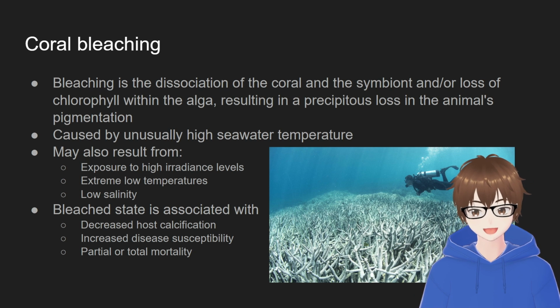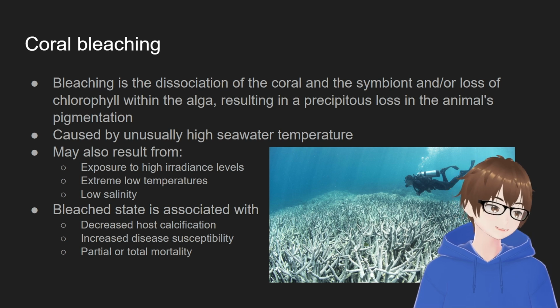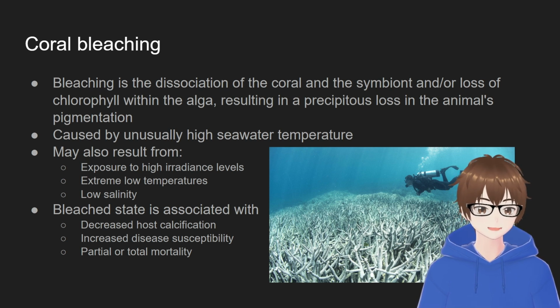This is caused by high seawater temperatures or climate change. Also, it can be because of ocean acidity and salinity and other stuff like that. Also, exposure to high irradiance levels, extreme low temperatures, and low salinity. The bleached state is associated with decreased host calcification, increased disease susceptibility, and partial or total mortality. So basically, corals die. That's basically what happens when they get bleached. They just die.